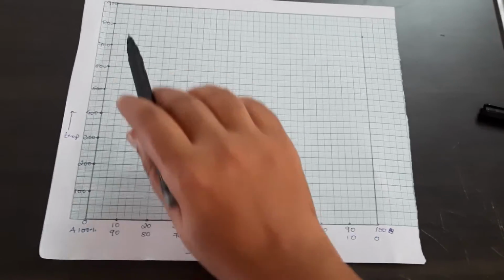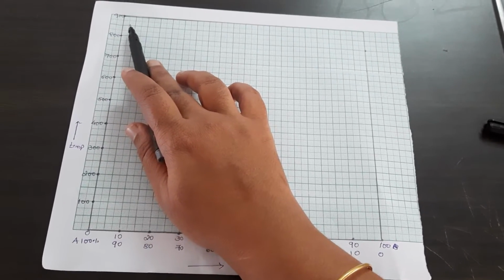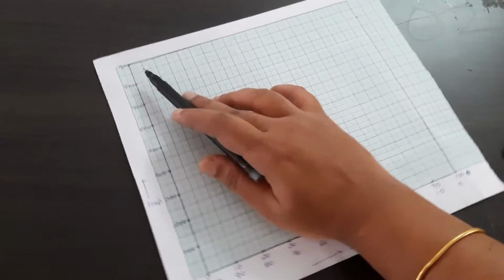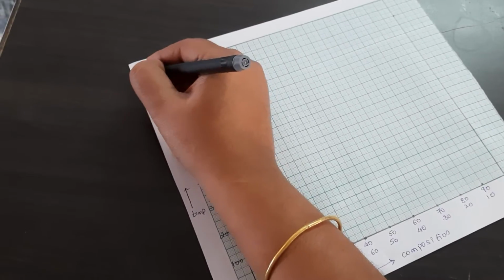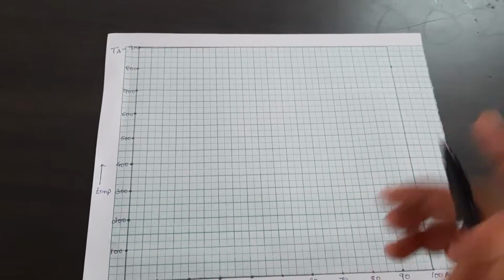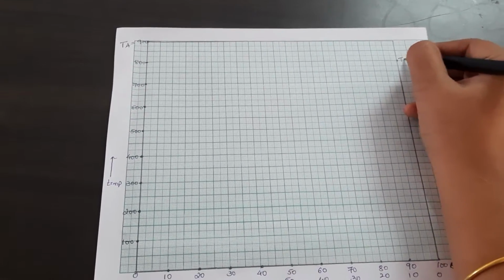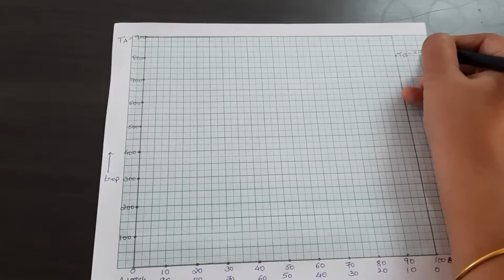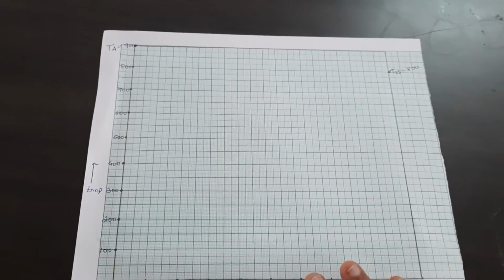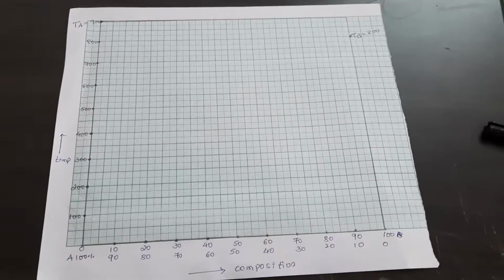Mark the maximum temperature, 900 degrees Celsius, that is TA, the melting temperature of A. Write TA is equal to 900 first. Then TB is equal to 800 degrees Celsius. Mark TA and TB first. What is next?